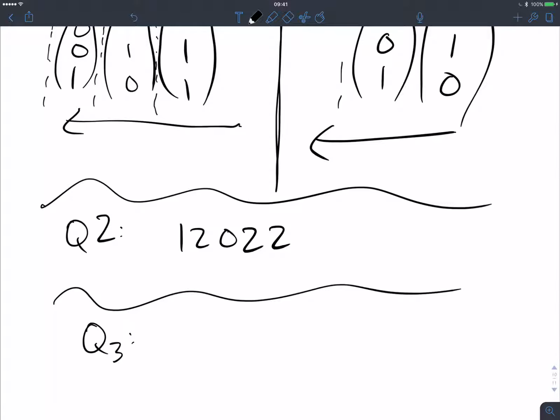Power set construction. Use the build your states method as we've done in class. So you figure out what the epsilon closure of the start state is, and then figure out where you go on each individual character, and then do the epsilon closure of that and repeat until you can't get any more states.